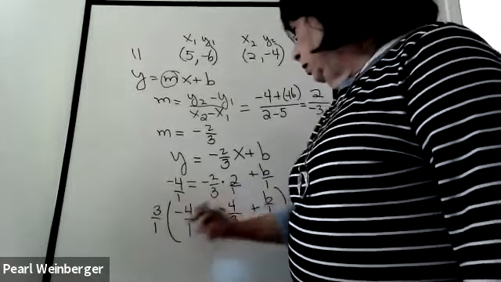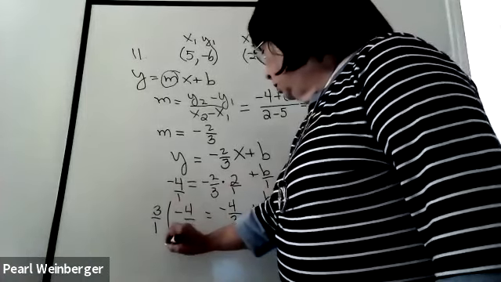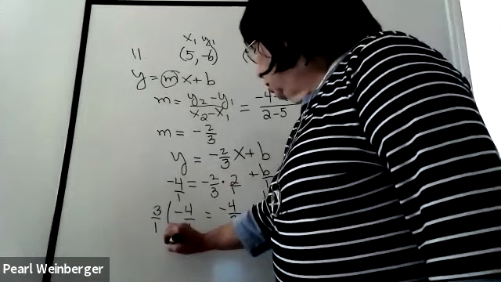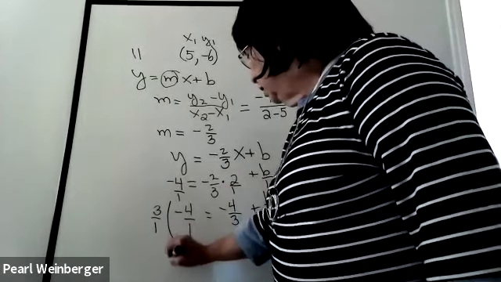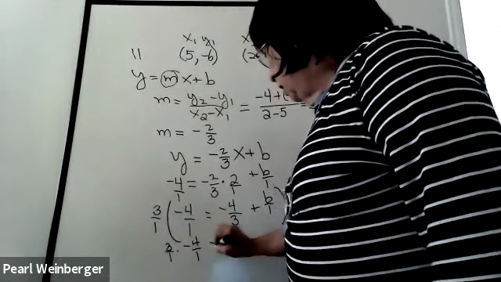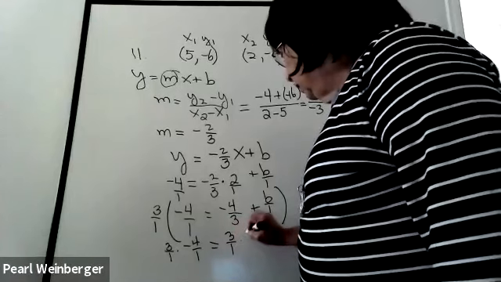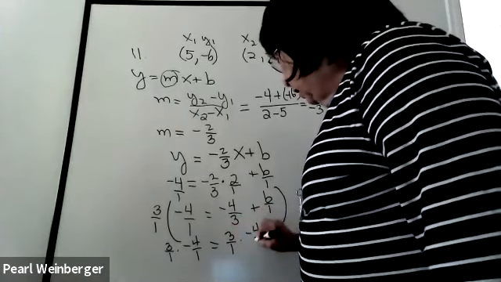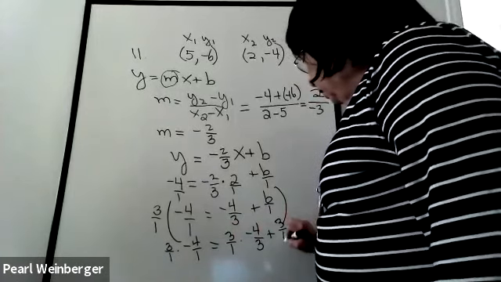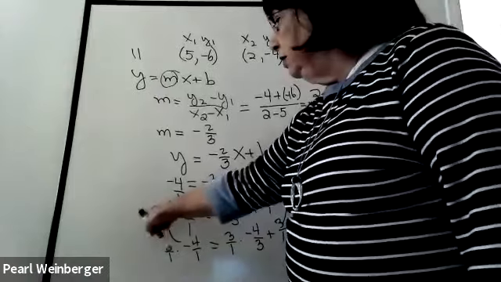So over here, I'm going to do, I think I still have room, 3 over 1 times negative 4 over 1 equals 3 over 1 times negative 4 over 3 plus 3 over 1 times b over 1. I have distributed this 3 over 1.